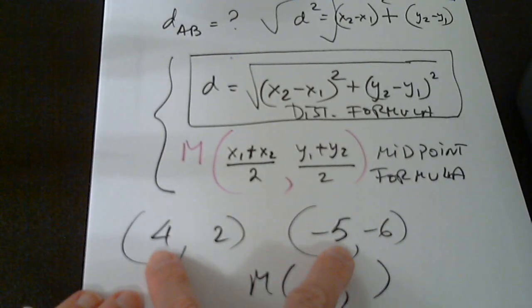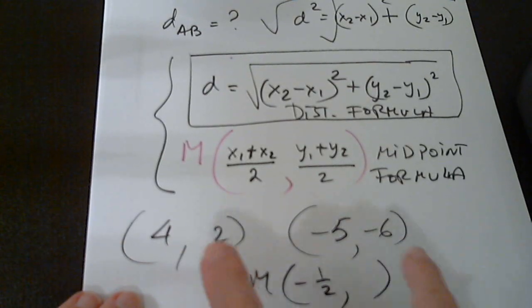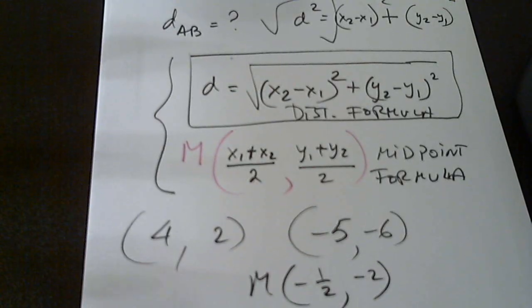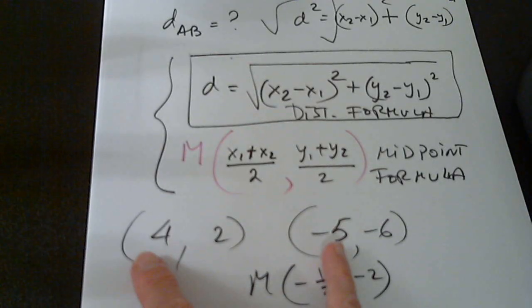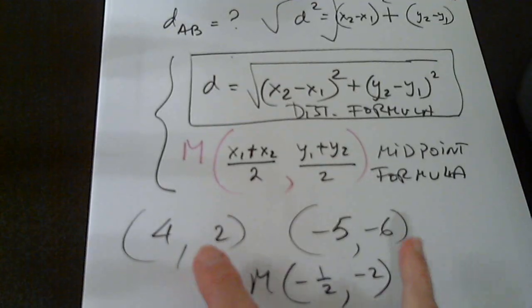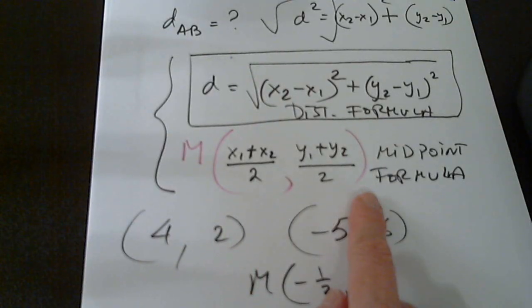The sum of these two is -1. The sum of these two is -4. That's all we need to do. Determine the sum of the x values, -1, divided by 2, of course. Determine the sum of the y values, -4, divided by 2. So this part is done.